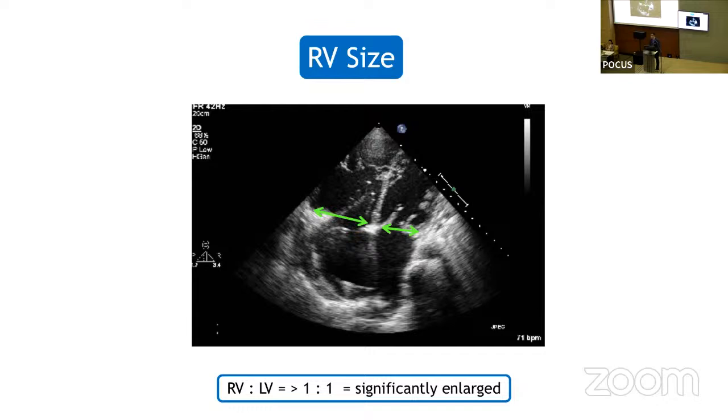And because this is a long-standing pressure overload in the right heart, you can also see excessive trabeculations of the right ventricular cavity.